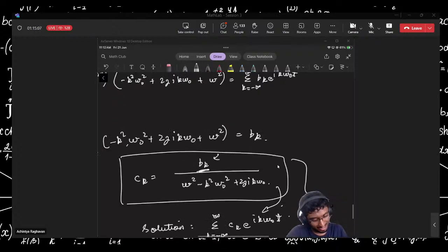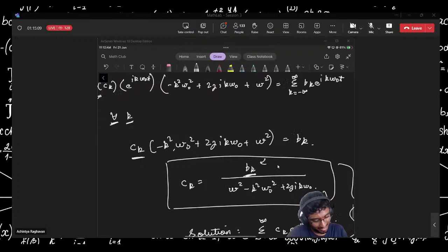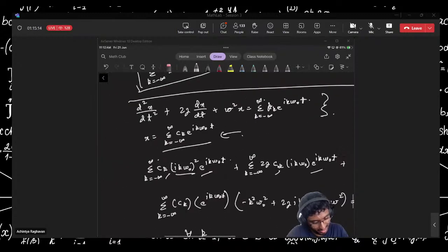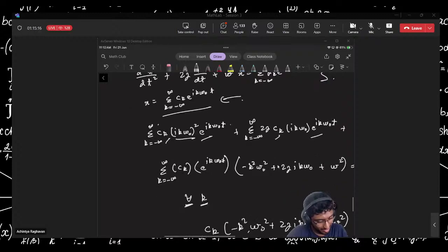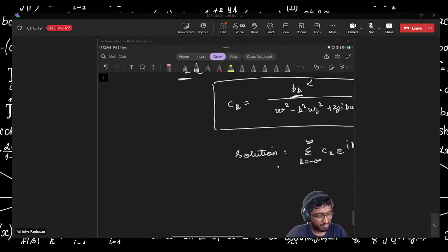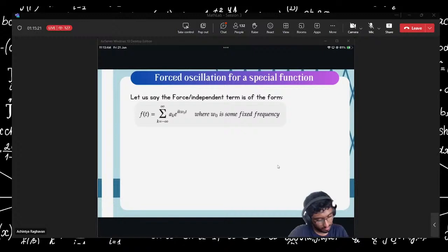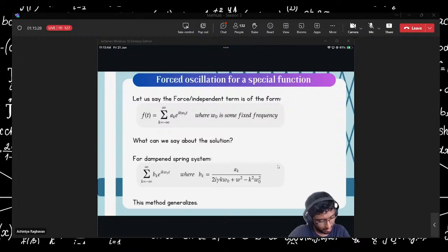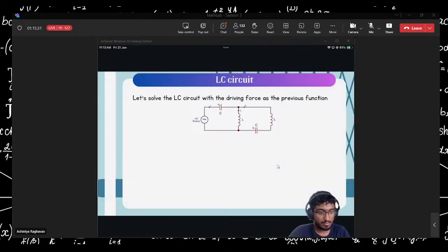You can see how this generalizes to our general differential equation. Same thing: just assume the solution is some ck e power ik omega naught t, substitute, and solve. We will get the value of ck. I am not going to solve this, but I'm just going to mention it. I leave it in the PPT. If you want to try to solve it, you can.